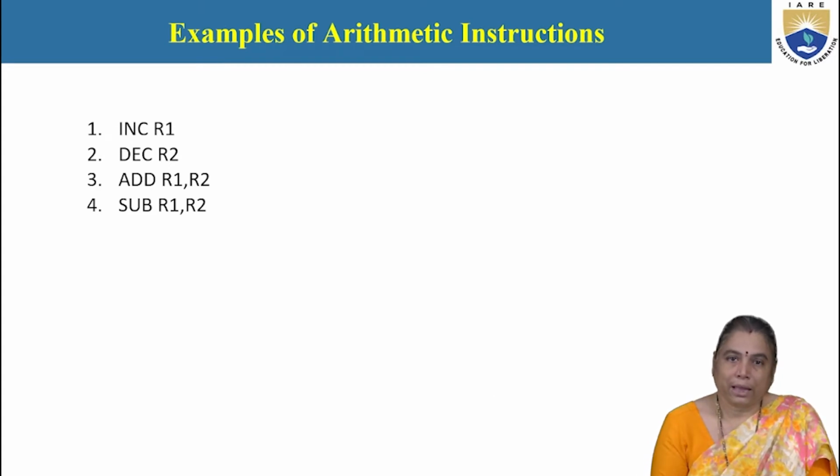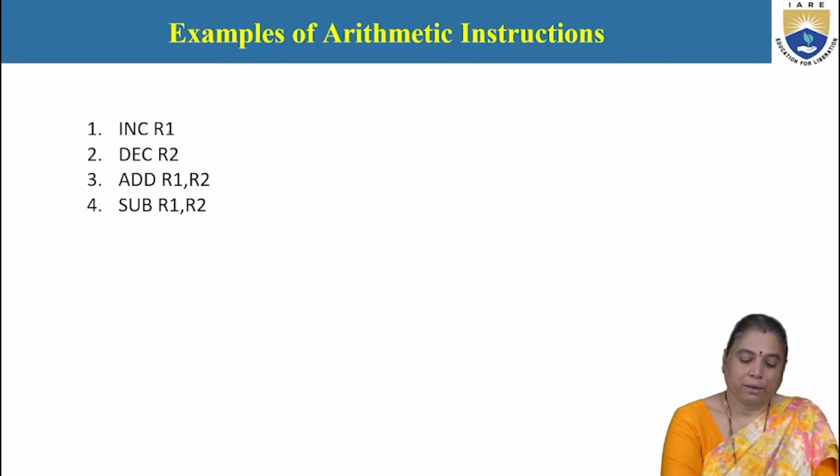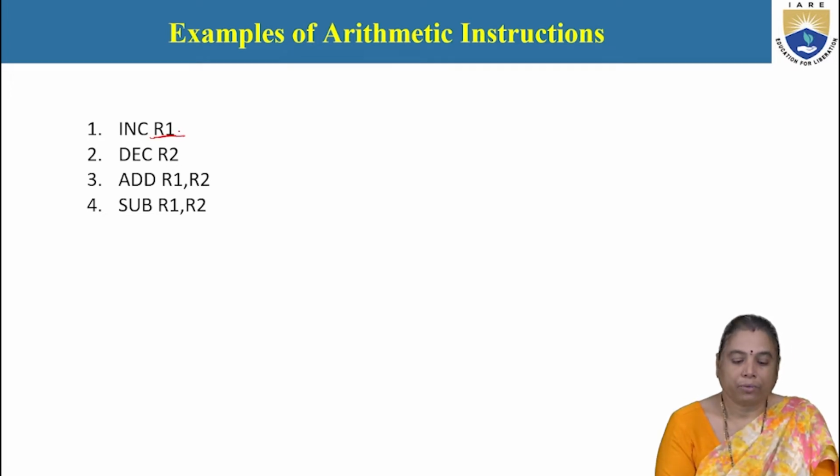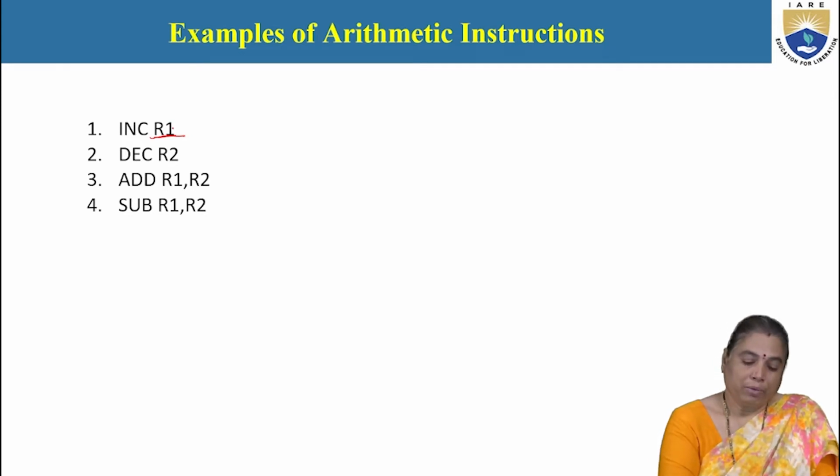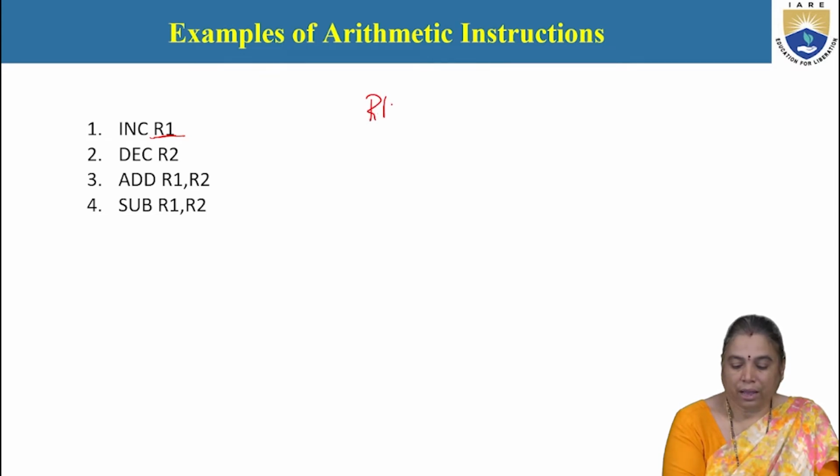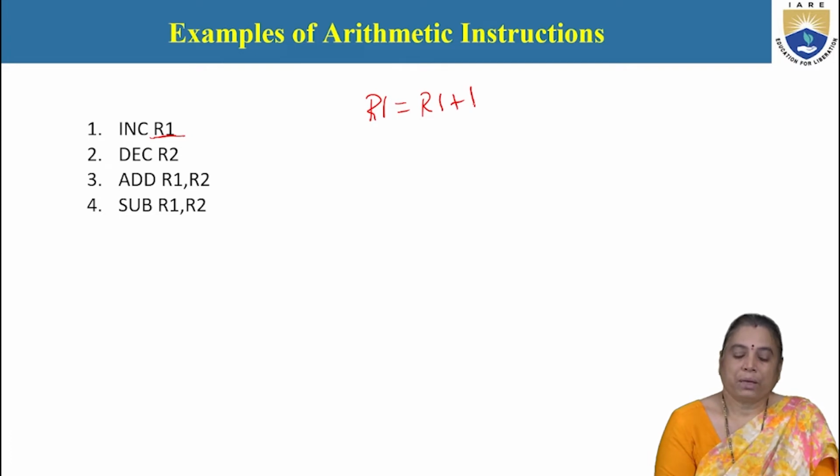Now we will look into examples of how to apply these arithmetic instructions. INC is used for the increment operation and the register specified in the INC is R1. The value 1 is added to the value stored in register R1 and the result is again stored in the R1 register. So here R1 equals R1 plus 1, performed with the help of INC.